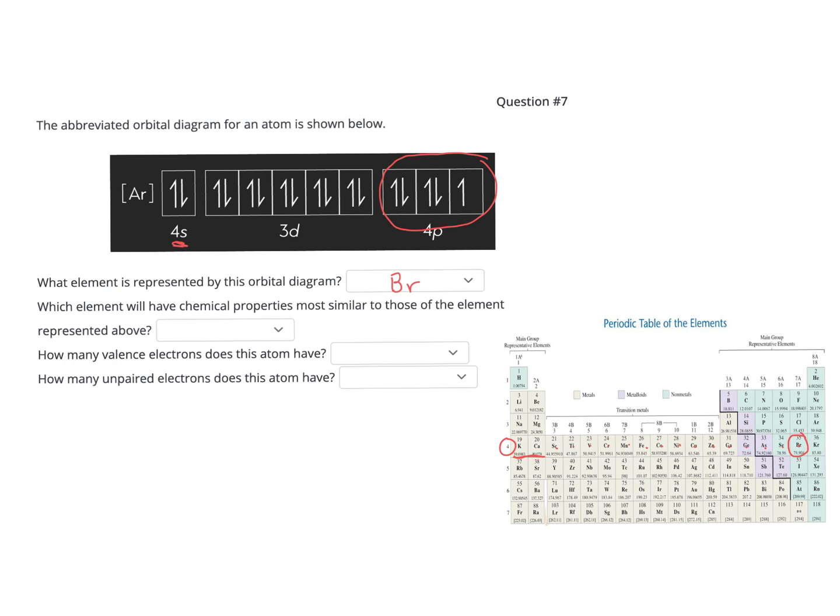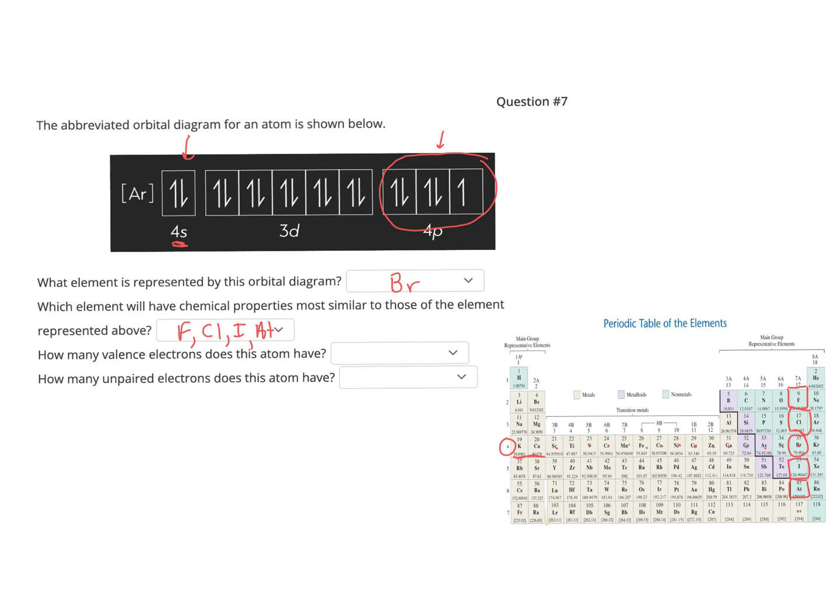It should have 1 less than the full 6 electrons needed in the p orbitals. Which element will have chemical properties most similar to those of the element represented above? So bromine, what elements would have similar properties to bromine? Any other halogen. So fluorine would be similar, chlorine would be similar, but so would iodine or antimony. Any halogen that's in that row, because it's going to have a similar electron configuration, it's going to have a full s orbital and 5 electrons in the p orbital. Because it'll have that same configuration, it'll have similar properties. So it could be chlorine, it could be fluorine, it could be iodine, and it could be antimony.